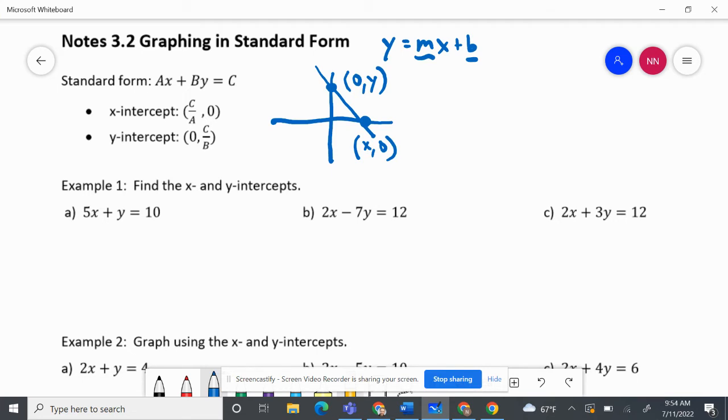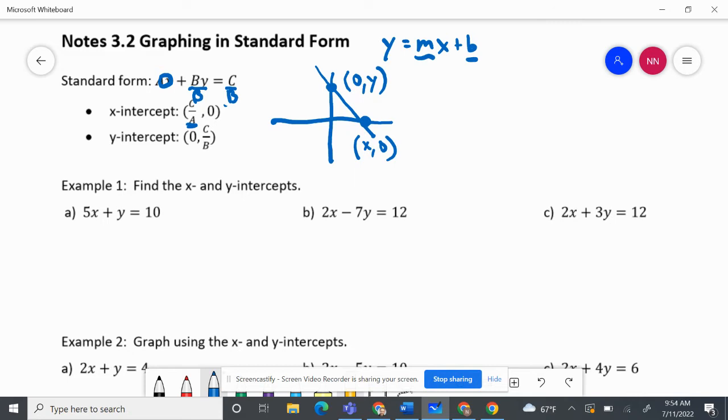So if we look at our general standard form equation, when we plug in a 0 for the y, in order to get the x by itself, we divide by a, and that's how we get c over a. Or if we're trying to find the y-intercept, we plug a 0 in for the x, and in order to get the y by itself, we divide by b, and we get c over b. So this is just the general formula. The best way to do it is just to plug in the zeros and find our values.